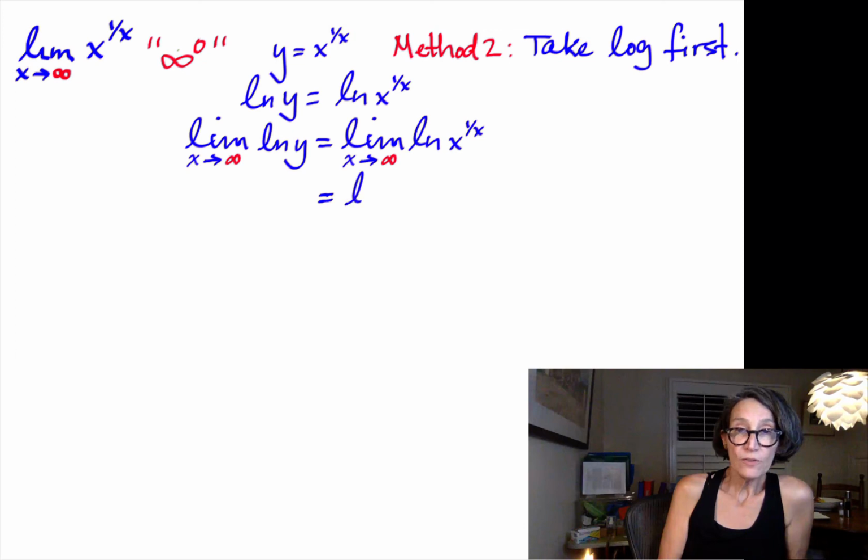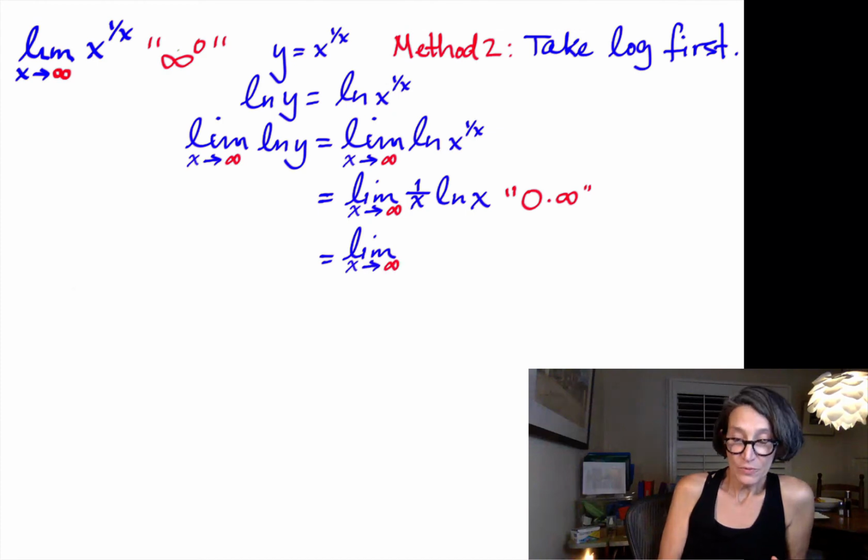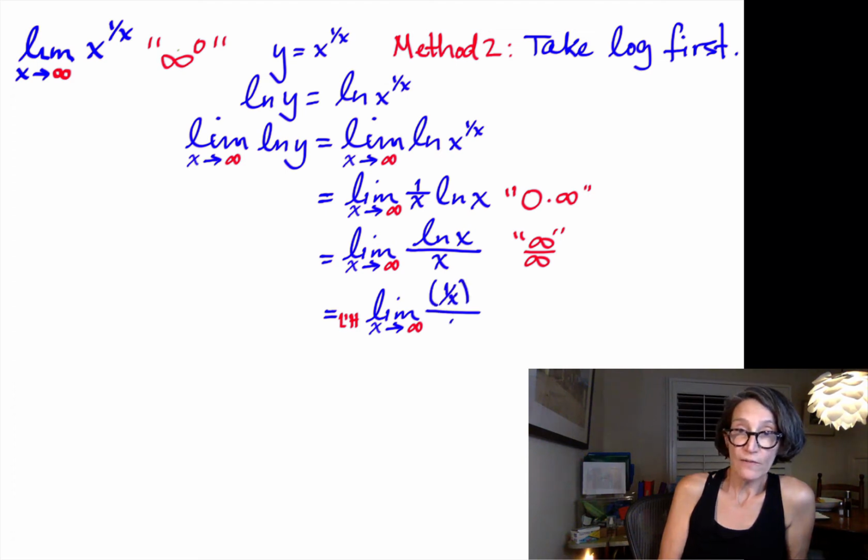And now using properties of logs, that's the limit as x approaches infinity of 1 over x times the natural log of x. And now that has indeterminate form 0 times infinity. And we know what to do when we have an indeterminate product. We rewrite it as a quotient. So we're going to rewrite it as the limit as x approaches infinity of the natural log of x over x. And so now we have infinity over infinity. L'Hospital's rule applies, and it says that this is equal to the limit as x approaches infinity of the derivative of the natural log of x over the derivative of x. And so now that limit is 0.